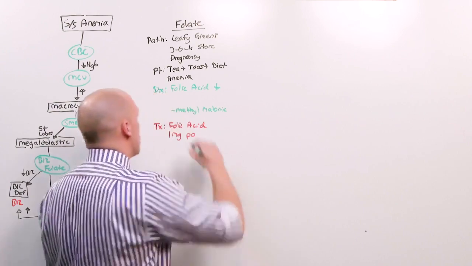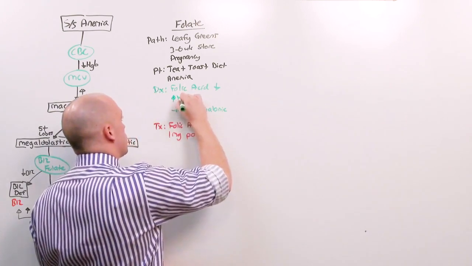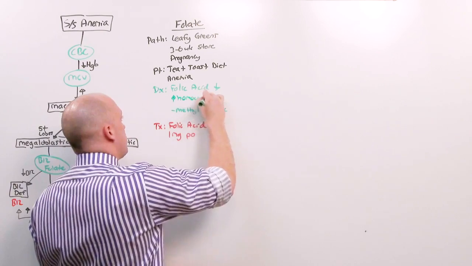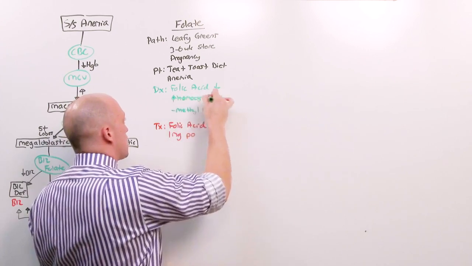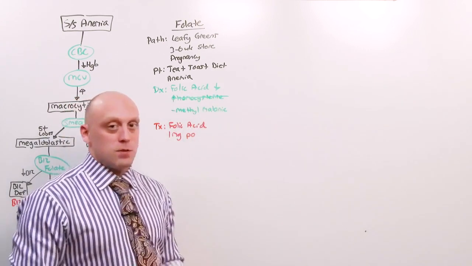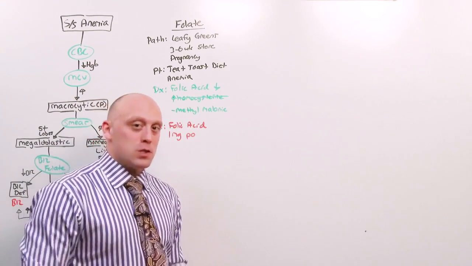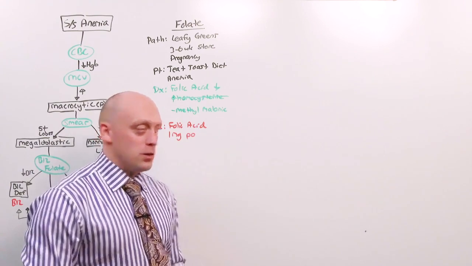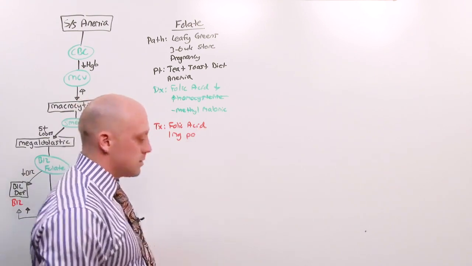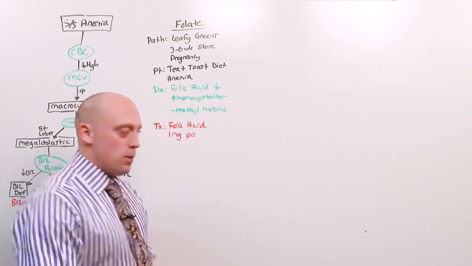Yes, it is true. In folic acid deficiency, the homocysteine will be elevated. But since we're talking about macrocytic anemia, and we're trying to separate folic acid deficiency from B12 deficiency, and the homocysteine is elevated in both, just don't learn it. What you care about is the methylmalonic acid. Let's talk about B12.